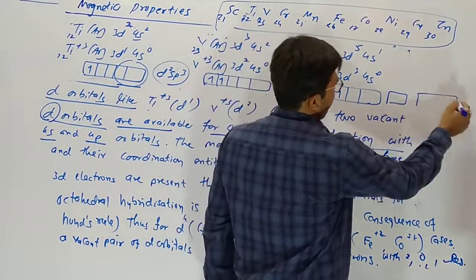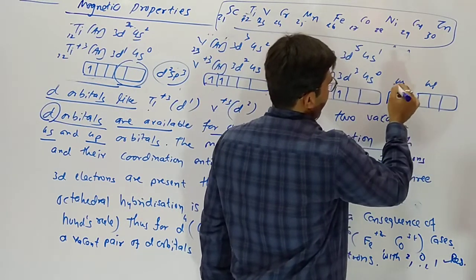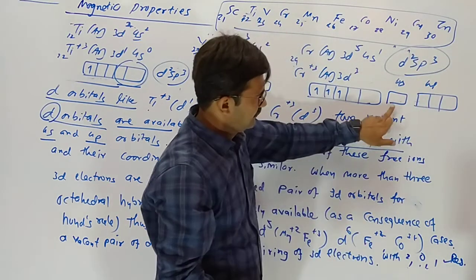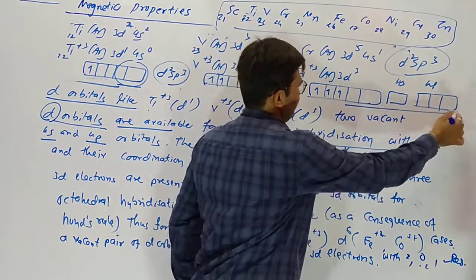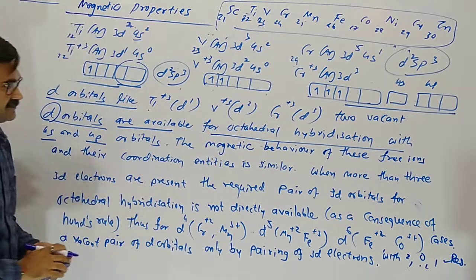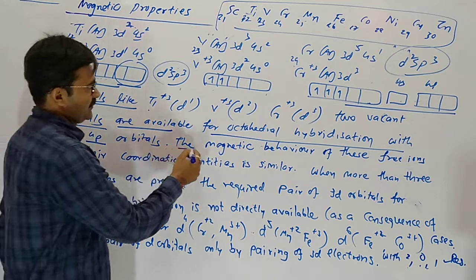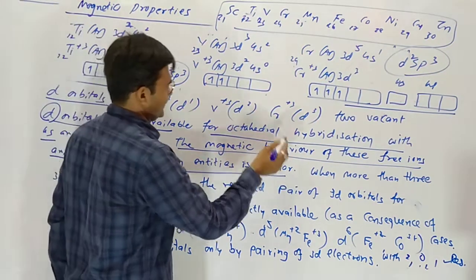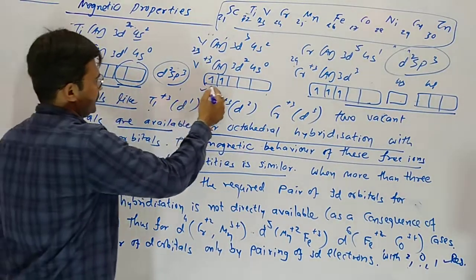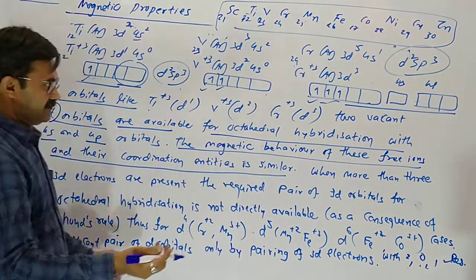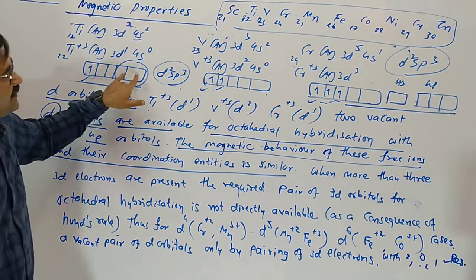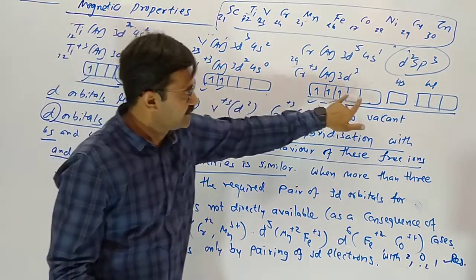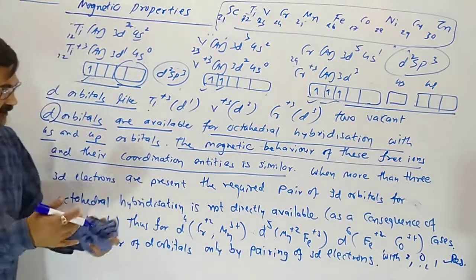For sp3d2 hybridization, 1 4s, 3 4p and 2 d vacant orbitals should be present, so in these three it is there. The magnetic behavior of these free ions and their coordination entities is similar. Like 1 unpaired, 2 unpaired, here is 3 unpaired. Behavior remains the same and it easily gives d2sp3 hybridization. 2 d, here 2 d and 2 d, are available for hybridization.